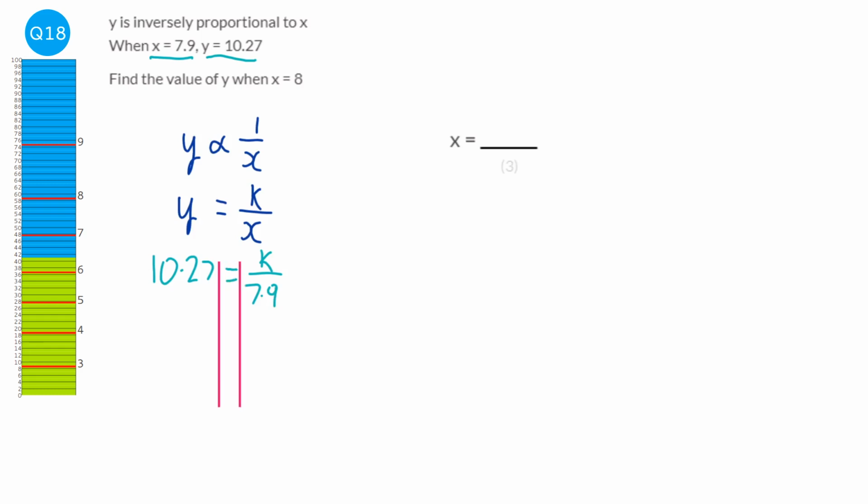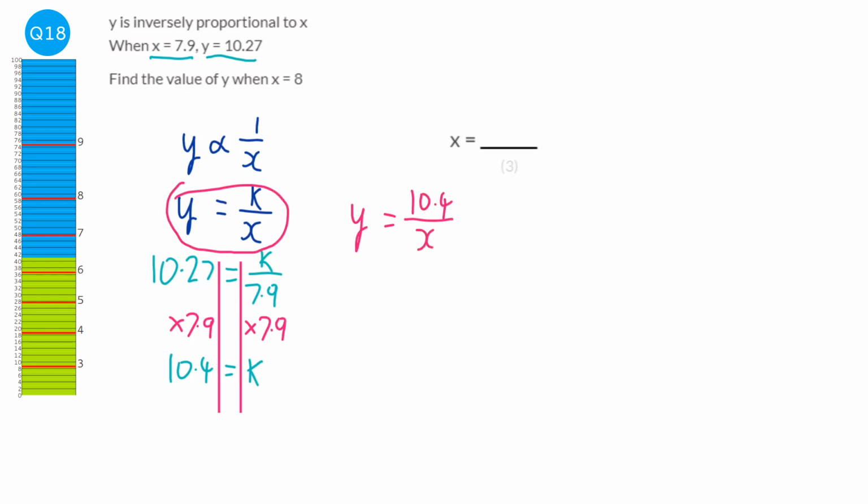I'll do a bit of simple solving by multiplying both sides by 7.9. When I do that, I get that k is 10.4. Going to rewrite our equation we wrote here, but this time with our k value in, which is 10.4. And we're asked to find out what y is when x is 8. So we just do 10.4 divided by 8, and when we do that, we get 1.3.